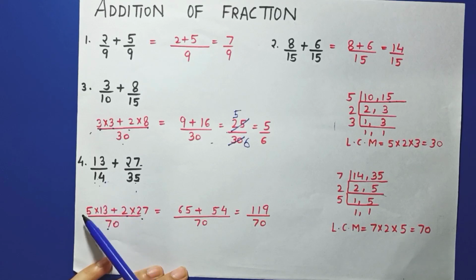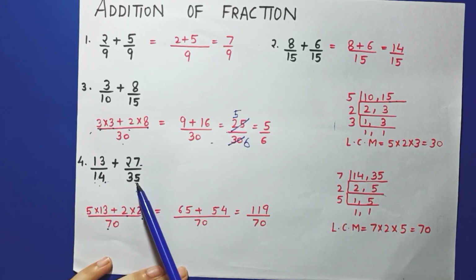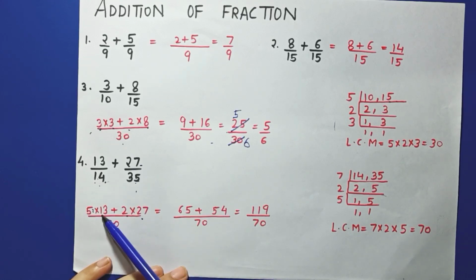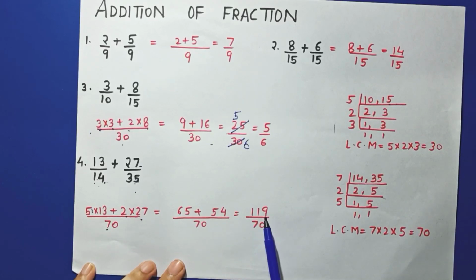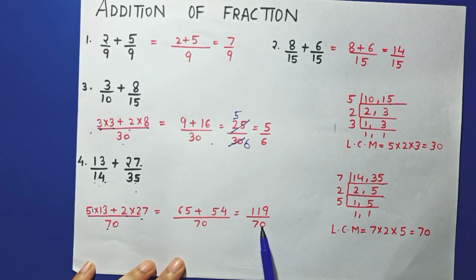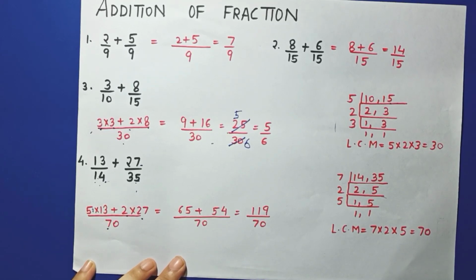70 divided by 14 is 5, into 13. 70 divided by 35 is 2, into 27. Okay, then 5 into 13 is 65, and 2 into 27 is 54, divided by 70. Now 65 plus 54 is equal to 119, divided by 70. So the answer would become 119 upon 70.